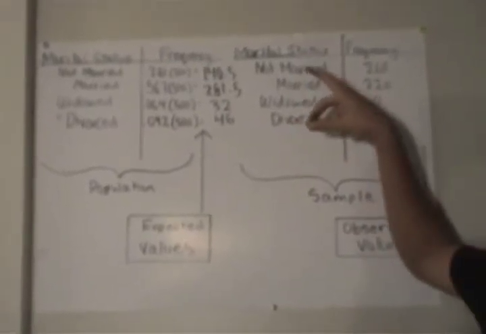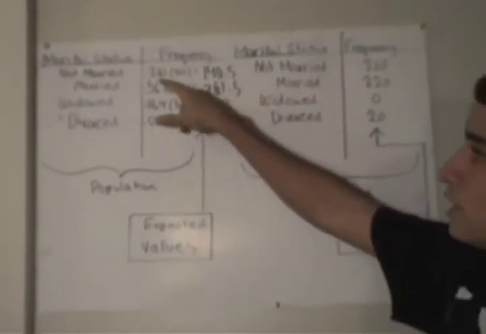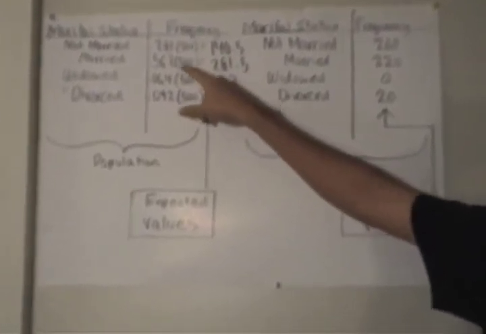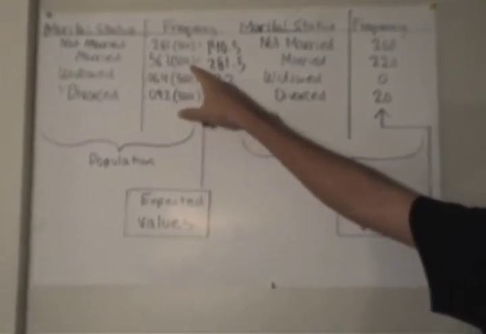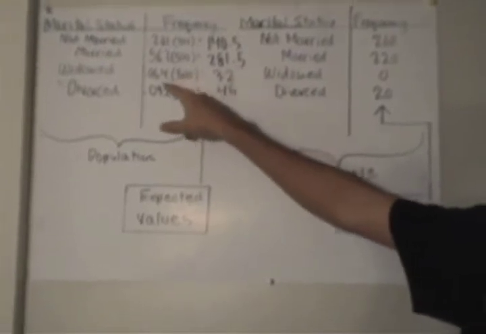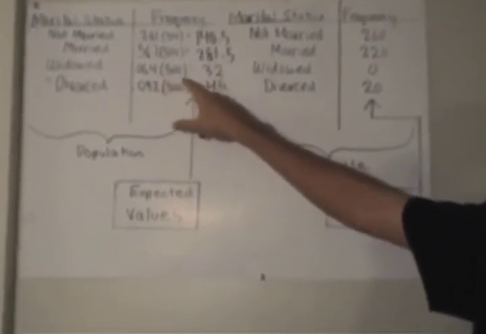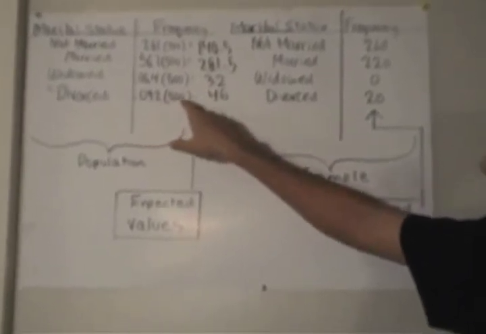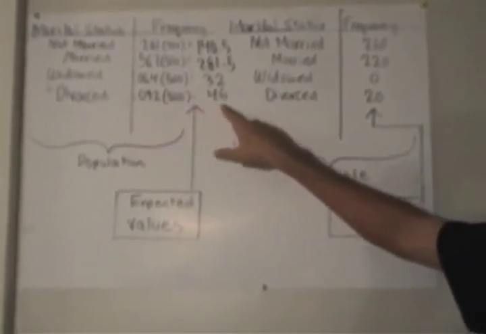So for marital status, for never married in the population, the percentage was 28.1. So we take 0.281 times 500, which gives us 140.5. For married, the percentage was 56.3, so we take 0.563 times 500, which gives us 281.5. For widowed, it's 0.064 times 500, which gives us 32. And for divorced, it's 0.092 times 500, which gives us 46. And these are our expected values of the population.